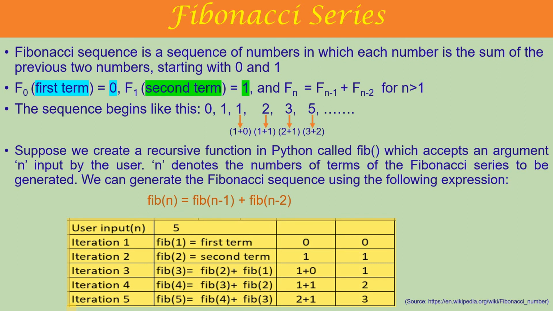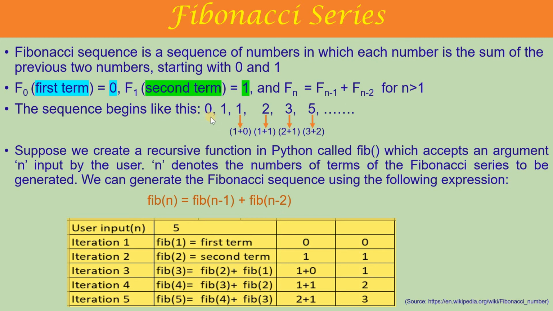Fibonacci sequence is a sequence of numbers in which each number is the sum of the previous two numbers, and the series starts with 0 and 1. The first term of the series is 0, the second term of the series is 1, and from the third term onwards, each term is the sum of the previous two terms.